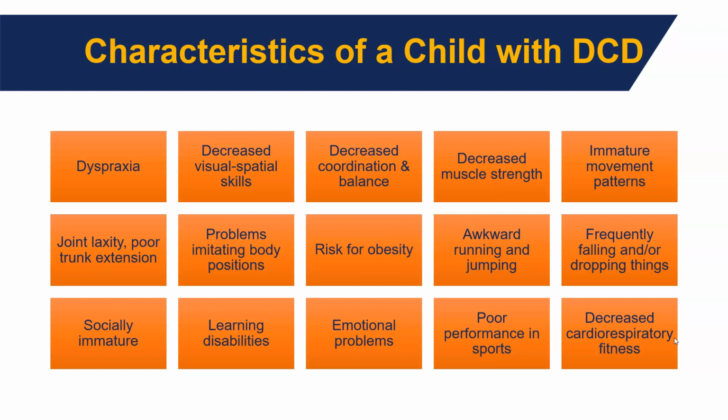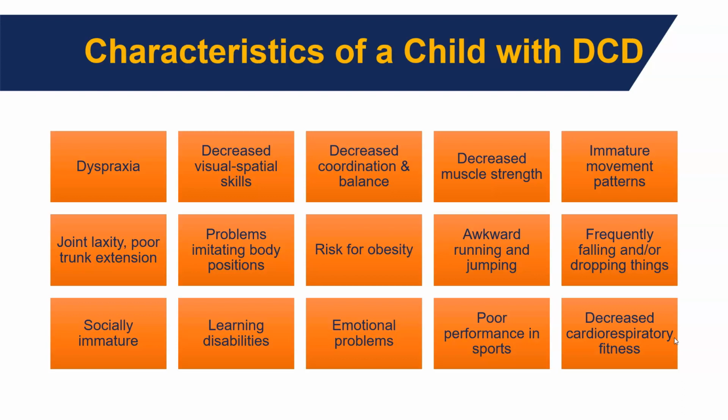So here are some characteristics of a child with DCD. They may appear inattentive due to difficulty stabilizing their body and joints. They may look restless, and they're frequently viewed as a behavior problem in school. The contribution of motor difficulties to academic and social problems are often overlooked.